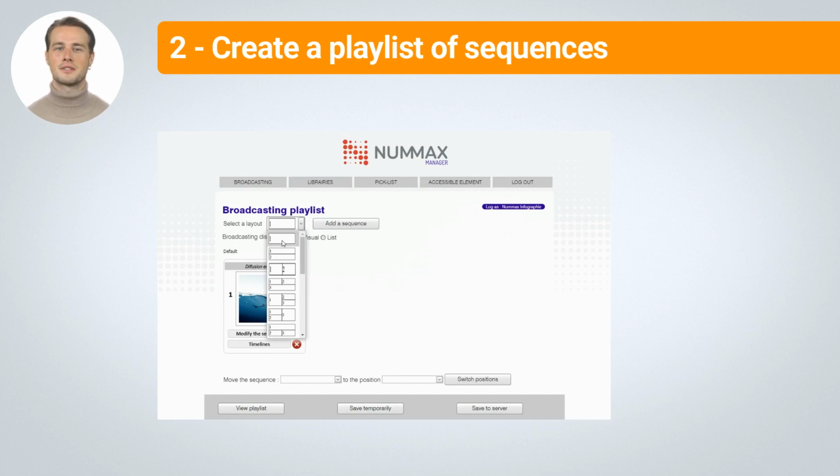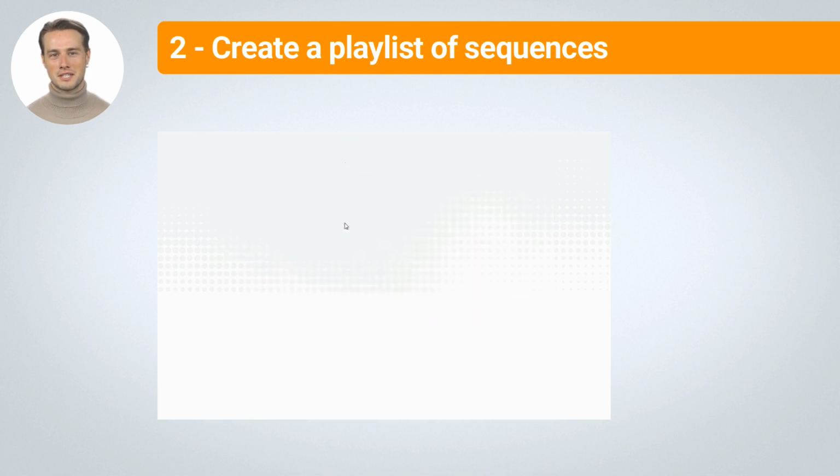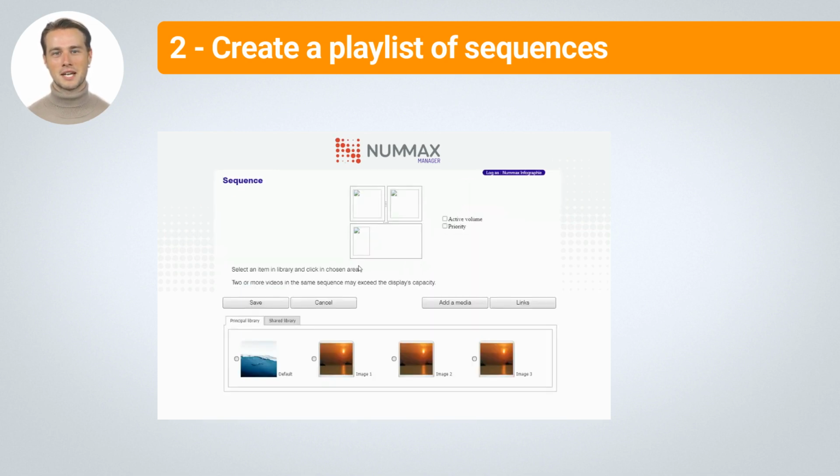Here, we're going to use a layout that allows you to display 3 media at once. It's important to understand that your media must be scaled to fit the areas of your screen. Then click on Add a Sequence. You'll then see the sequence interface, which lets you assign media to each slot in your layout.